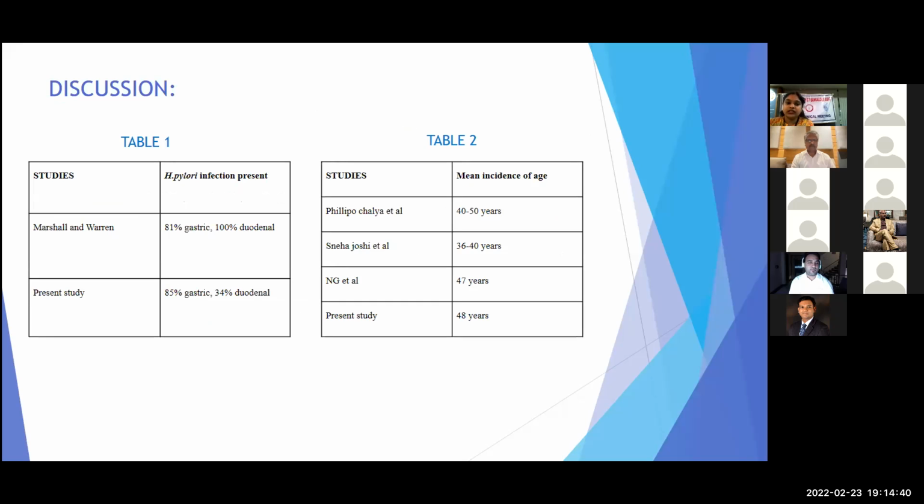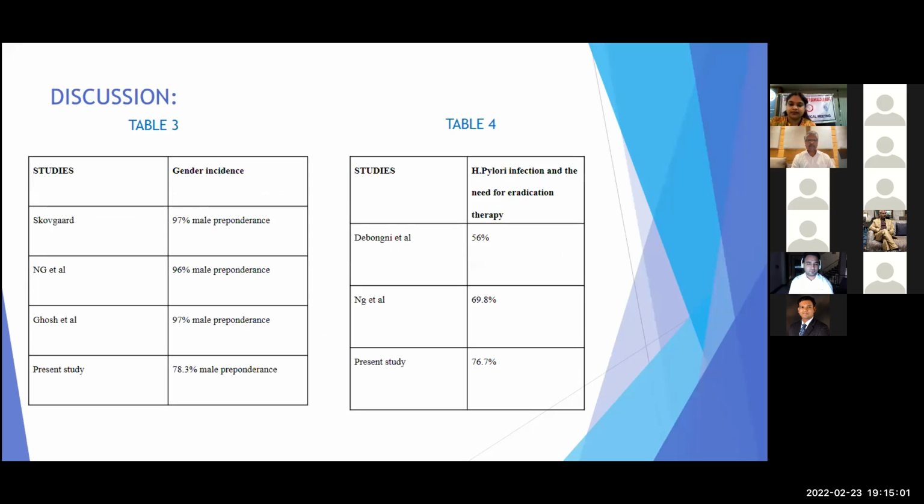Moving on to discussion, in table 1, Marshall and Warren observed Helicobacter pylori in 81% of peptic ulcer perforation in the gastric region and 100% in the duodenal. In the present study, 85% were in gastric and 34% in duodenal. In table 2, the mean age of presentation of peptic ulcer perforation was 48 years, which is comparable to other studies.